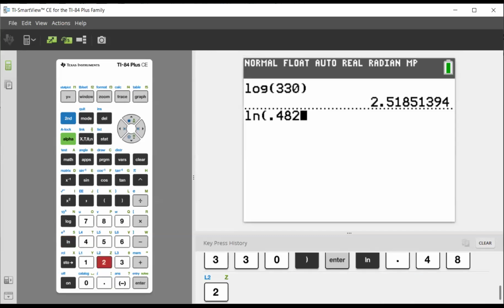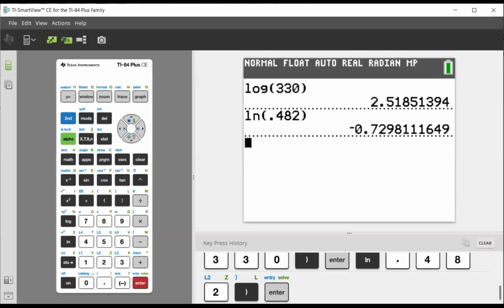0.482. Again, we need to close the argument, close the parentheses, and you will have that number. And then properly round it. Next question is to find the natural log with argument negative 0.002.